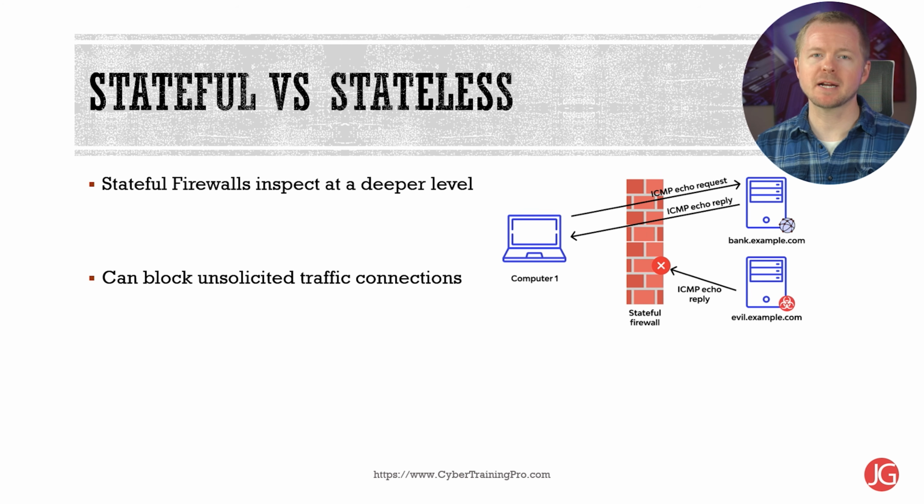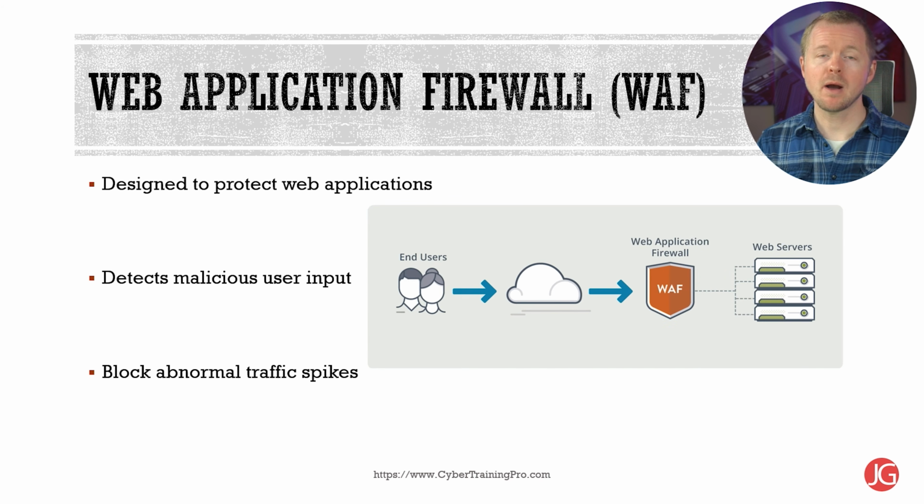Stateful firewalls inspect traffic at a deeper level and make decisions based on the traffic context or state. For example, if a stateful firewall sees an acknowledgement message, which is the second step of a three-way handshake for TCP connections, but it never saw that first message, the SYN message, then the firewall can block that traffic intelligently. Web application firewalls, or WAFs, are specifically designed to protect web applications. For example, if you have a web application that takes user input, the WAF could detect potential attacks like cross-site scripting or XSS and block them.